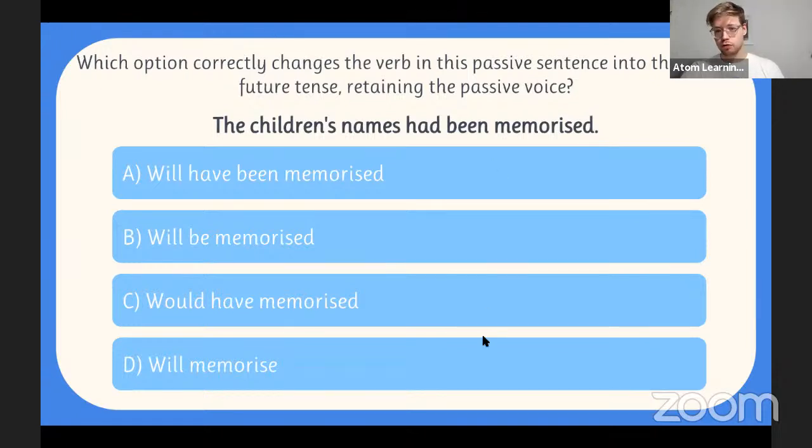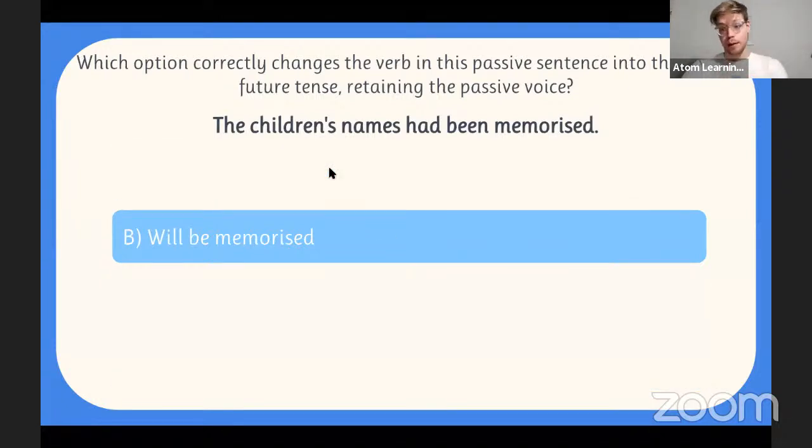I've still left the poll running. How did we vote? So the majority of us did go for answer option B. Well done, 45 of us, but a lot of us fell into that trap of A. So the answer is B, will have been memorized.